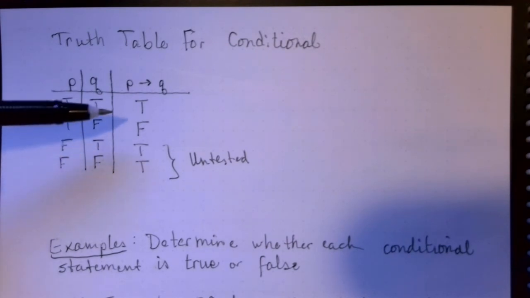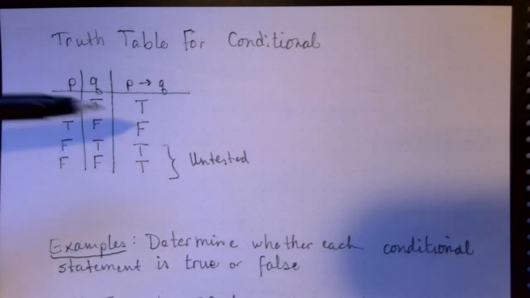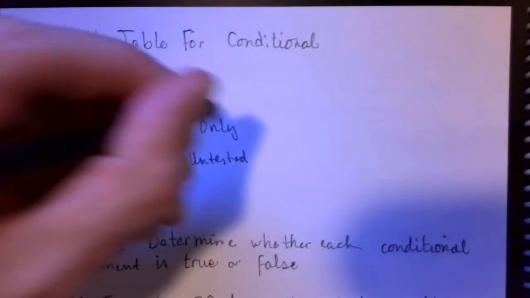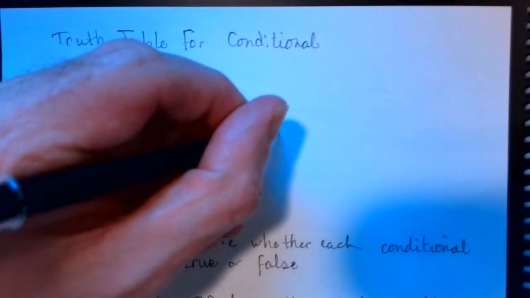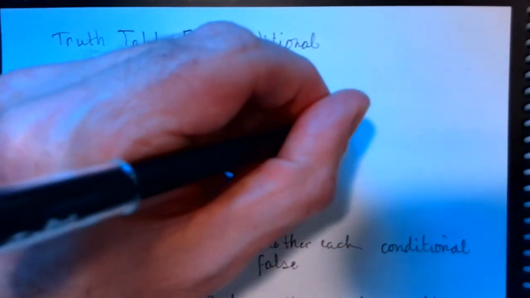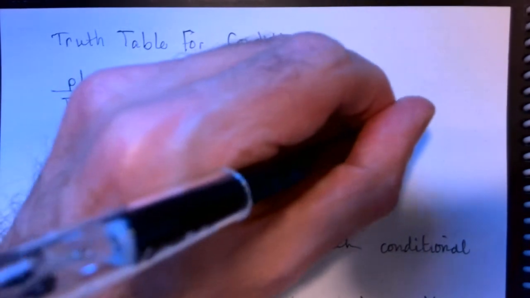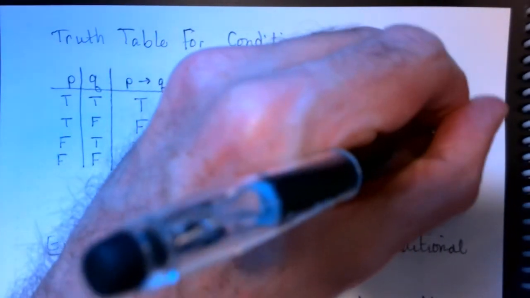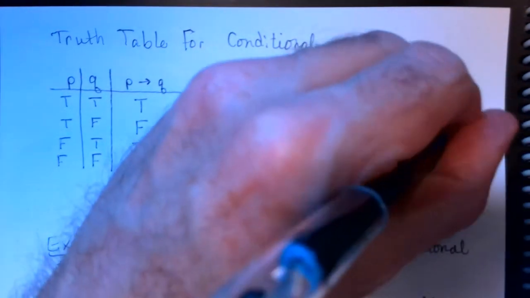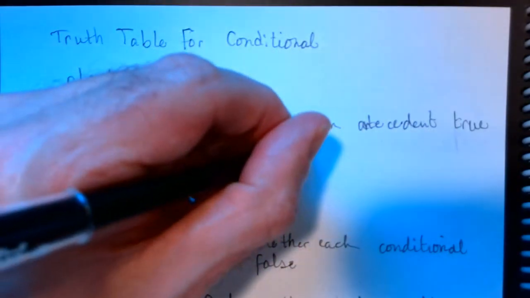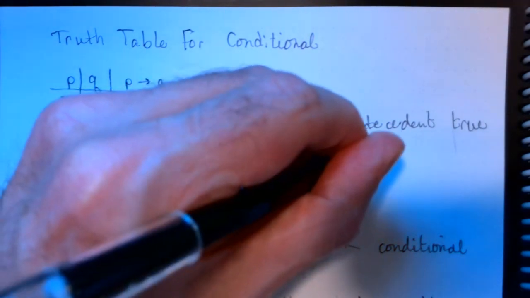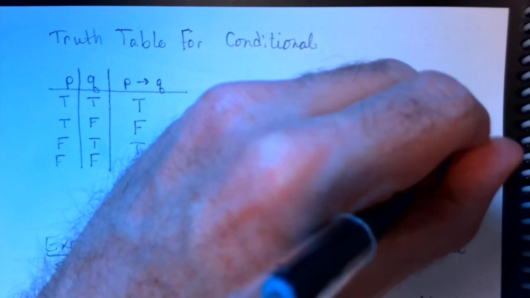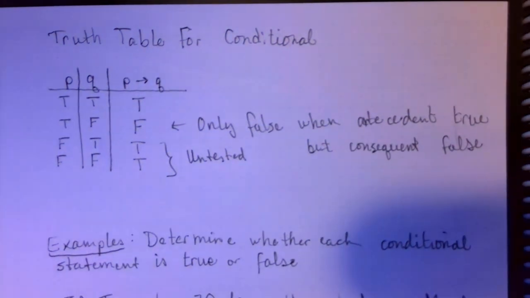Okay, so a conditional statement is only false when the antecedent is true but the consequent is false. That's the only time a conditional statement is false.